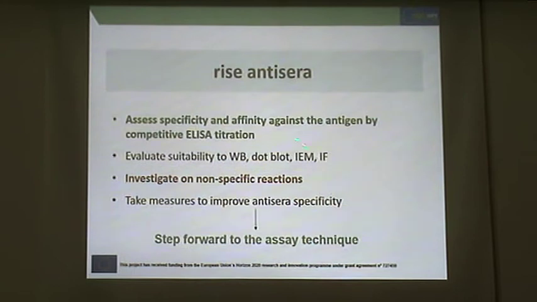Then, if we want, we can evaluate the antisera in Western blot, immunoscopy, microscopy, and immunofluorescence for bacteria. It is also important to investigate non-specific reactions, because at this stage we can improve the quality of the antisera, which consists basically in pre-absorption against the contaminants.